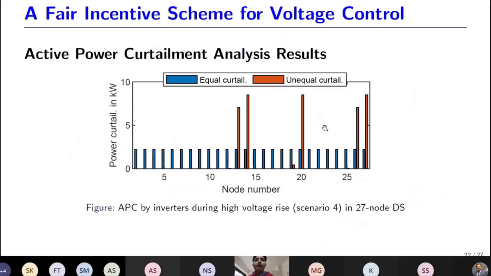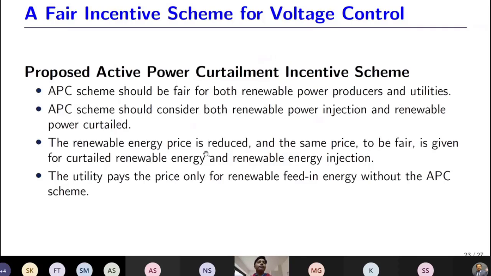What is the active power curtailment by inverters? Same reason: the sensitivity of the extreme nodes is higher, so only they are curtailing, and their cumulative active power curtailment is less, so it is optimal. But if someone curtails active power, it is a loss of economy, so it should be incentivized. But active power curtailment should be fair for the renewable power producer and the utility, renewable power injection and renewable power curtailment. So these things should be considered while formulating an incentive scheme for active power curtailment.